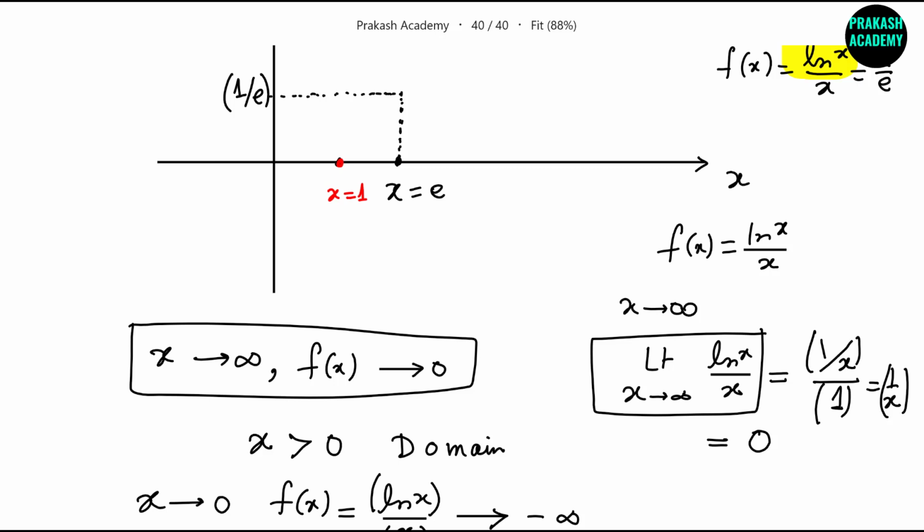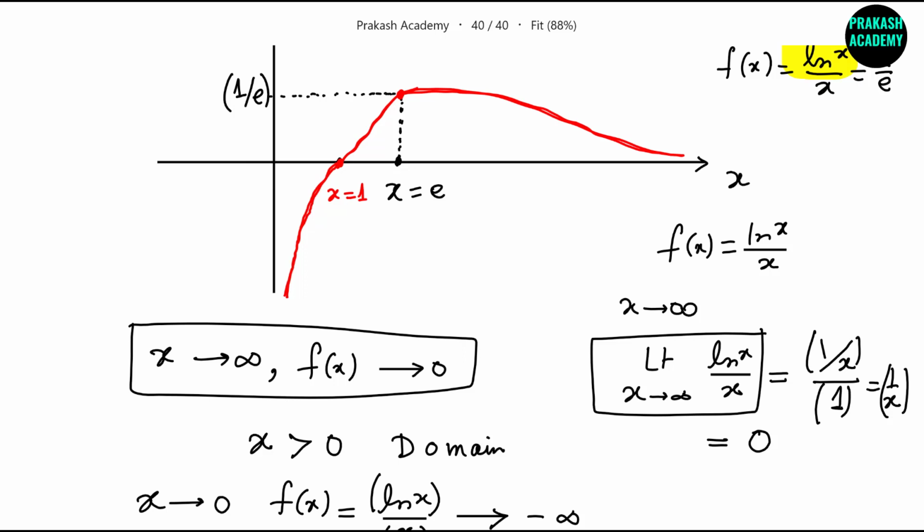And between 0 and 1, this will tend to minus infinity. So this is something like this. And then when x tends to infinity, it is going to 0, something like this. At this point there is a maximum value. So this function is going like this, and at this point it has a maximum value, and then it is decreasing. So this is your f(x) function.